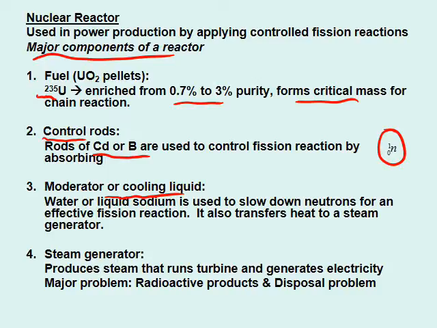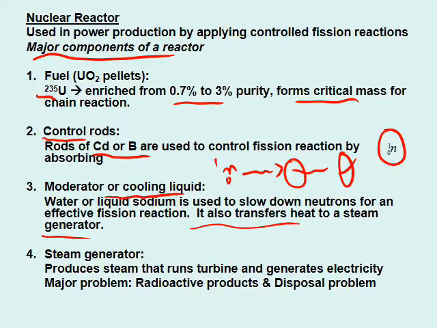Water or liquid sodium is used to slow down neutrons, and at the same time it transfers heat to the steam generator. So there are two purposes of cooling liquid. One is to slow down neutron. If you have a fast neutron, say if this is my nucleus of uranium-235 and the neutron is coming too fast, it would just pass through and it's not going to cause fission reaction. So you must slow down the neutron so that it can get inside the nucleus, transfer its energy, and finally break down the nucleus into two big chunks of masses.